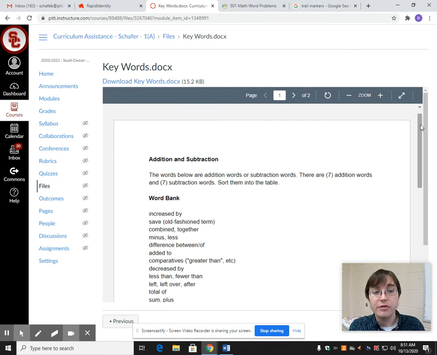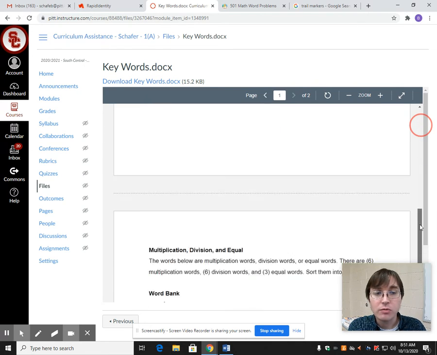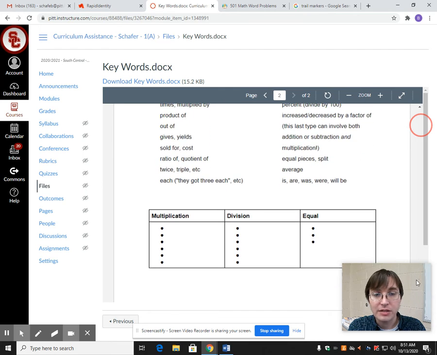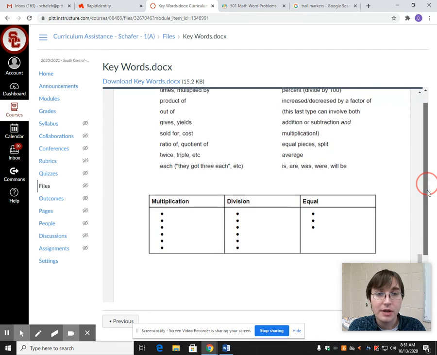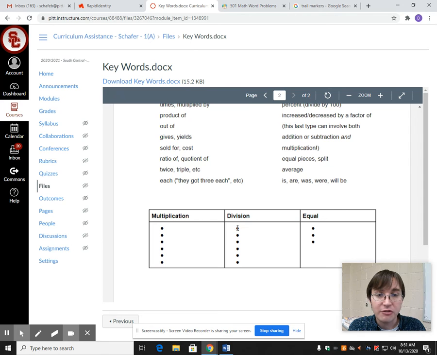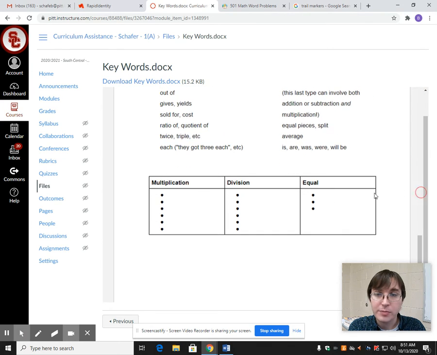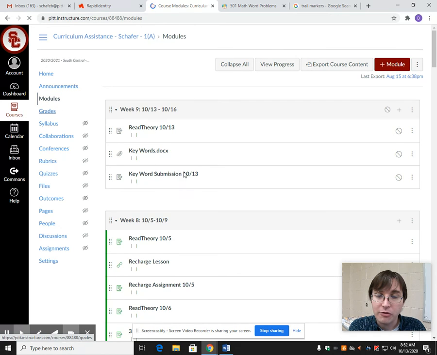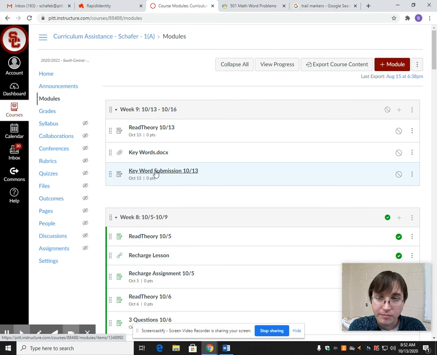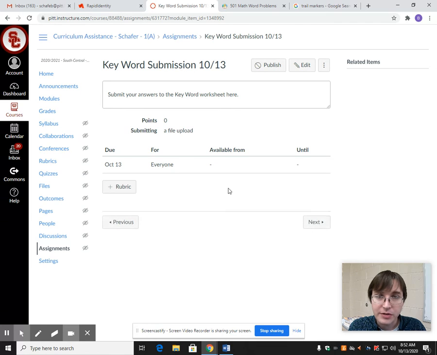But what I want you to do is open up this worksheet. Go ahead and you can download the worksheet, or you can copy the table down onto a piece of paper. Write your answers in the correct spots on the table, and then you'll come back to our module for this week, and you'll submit your answers here in the keyword submission. So that's our work for today.